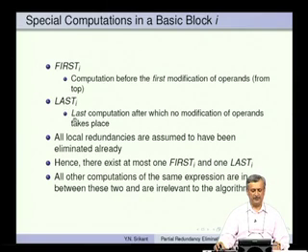So, the last computation in the basic block I is the last computation after which no modification of operands takes place. So, you do not modify them, the same value is going to be available after the basic block at the output of the basic block. So, all the local redundancies are assumed to have been eliminated already. So, we will see this very soon. Hence, there exists at most one first and one last computation for a basic block. All other computations of the same expression are in between these two computations and are irrelevant.